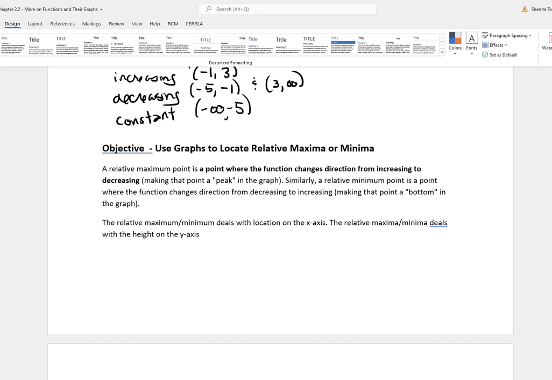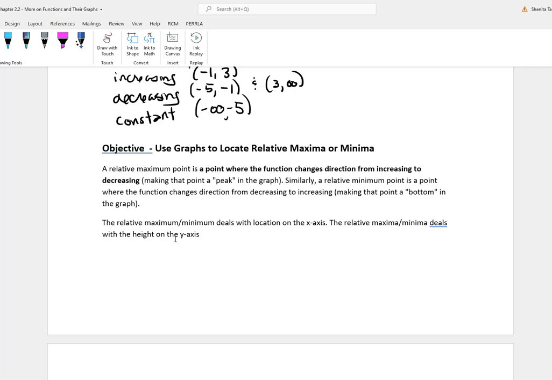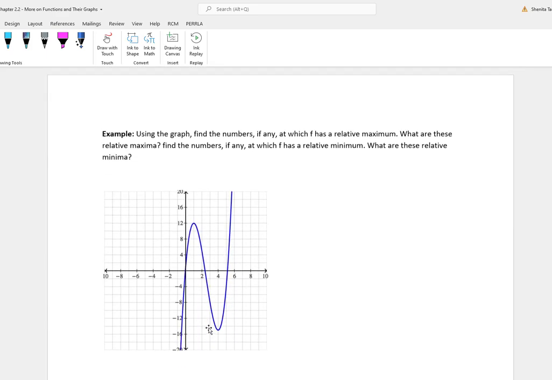The relative maximum and minimum deals with the location on the x-axis. The relative maxima and minima deal with the height on the y-axis. So make note of those different terms, maximum and minimum, and maxima and minima. So if we look at this graph here, we're going to find the relative maximum and the relative maxima, as well as the relative minimum and the relative minima.